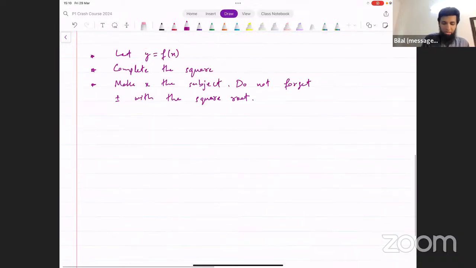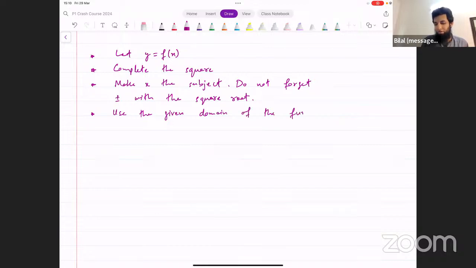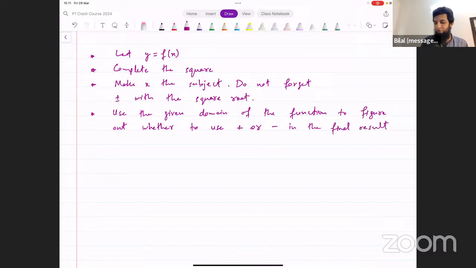Okay, so what's the last thing you do? You use the given domain of the function to decide whether to put plus or minus in the final result. So use the domain of the function to decide between the positive and negative signs.